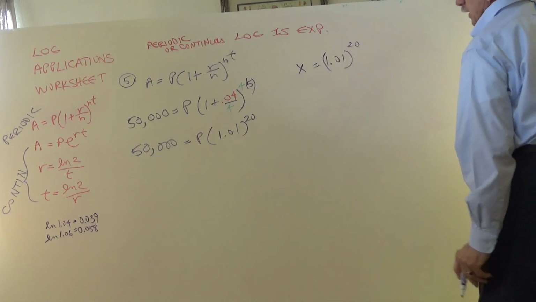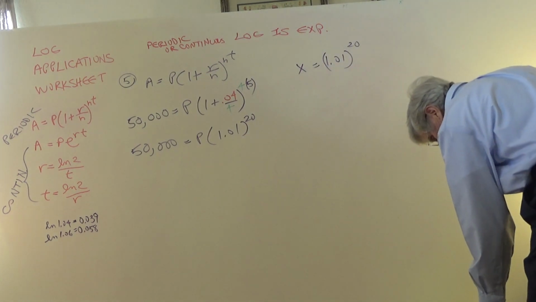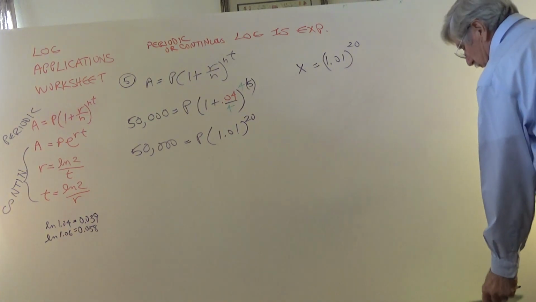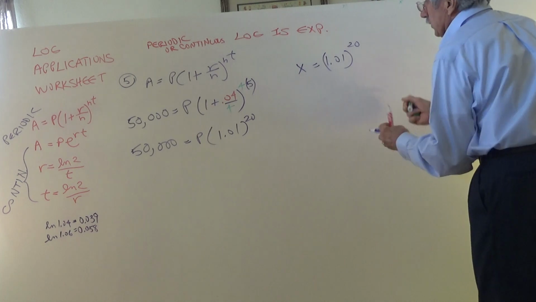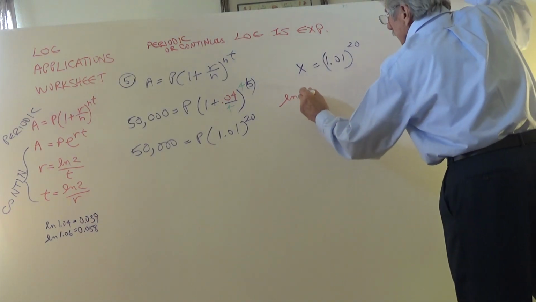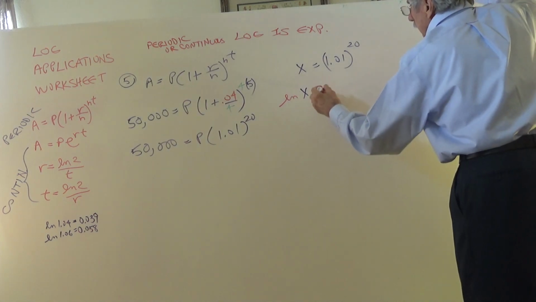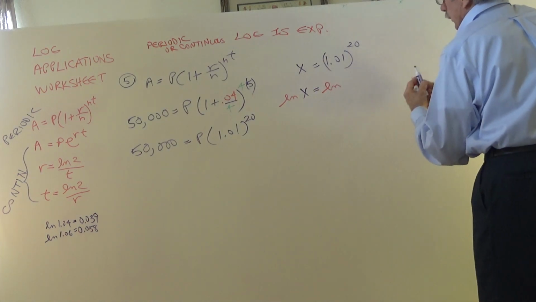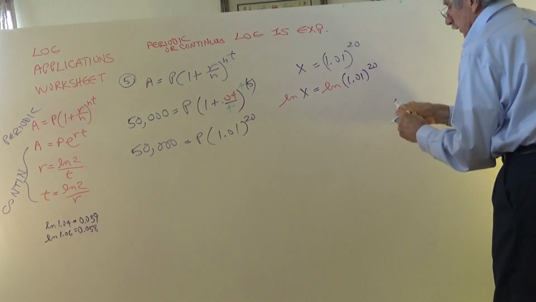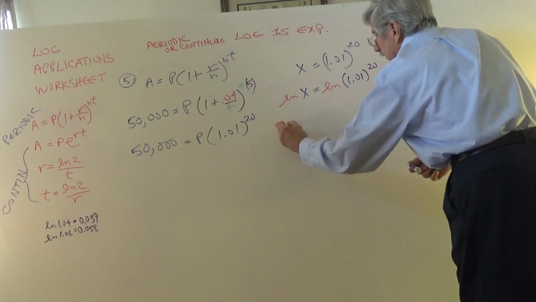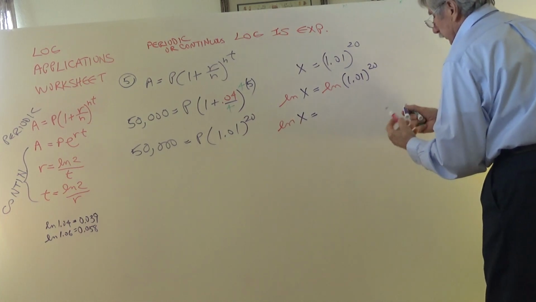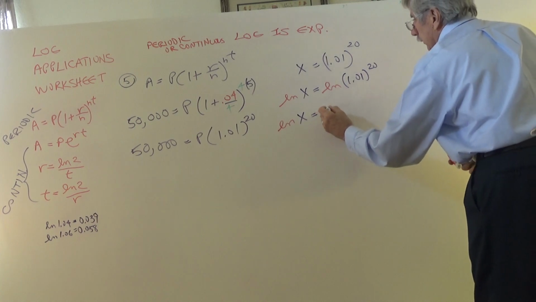I'm going to take the log of both sides. In fact, in this case, probably the natural log of both sides. Just try that. That might be easier for us. The natural log of x equals the natural log of 1.01 to the 20th. You know that 20 is going to come forward. I'll keep the natural log of x here, and that's equal to 20 times the natural log of 1.01.